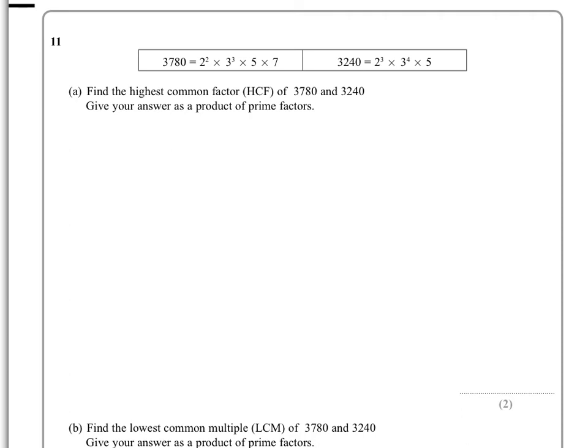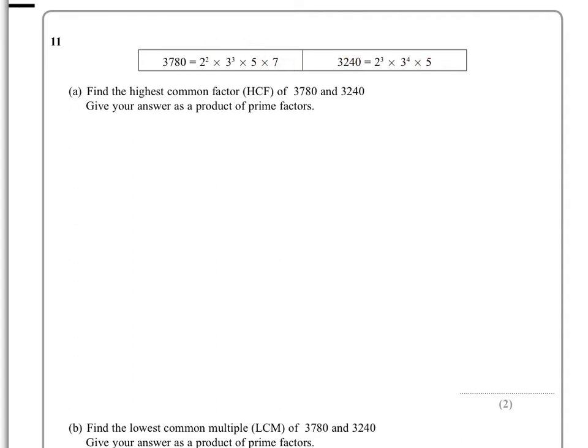In question 11 we're asked to find the highest common factor, the HCF, of those two numbers, 3780 and 3240. Unsurprisingly, we've been given those two numbers in here and they've been expressed in this sort of exponential form. Now, firstly, to work out the highest common factor and to give our answer as a product of prime factors, luckily they've done it as a product of prime factors up here, which made our job easier.